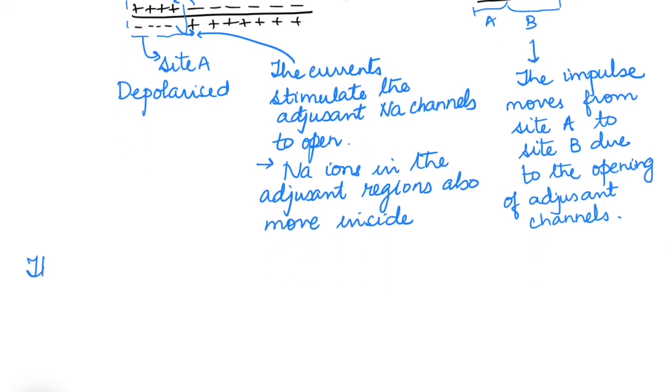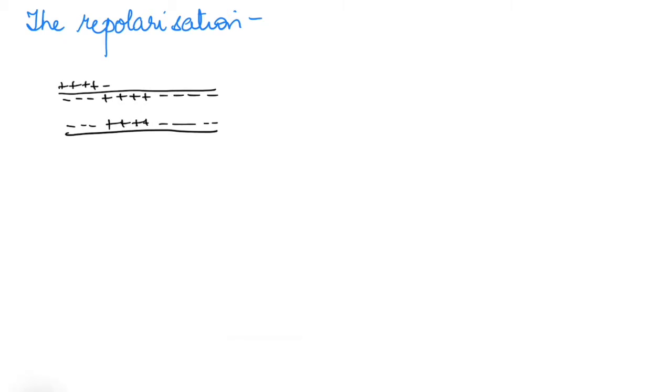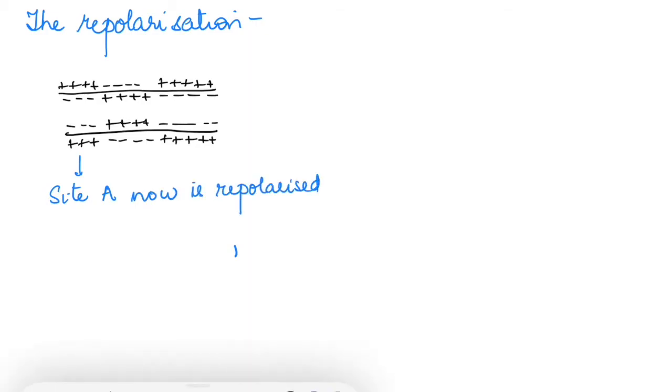We have seen that during resting potential, the membrane is polarized. When the action potential arrives, it becomes depolarized. Here we are going to see what is repolarization. So let me draw the axon once more here, and in the same situation where we see that the impulse has moved from site A to site B. So site A, where the impulse has moved to site B, is now undergoing repolarization.